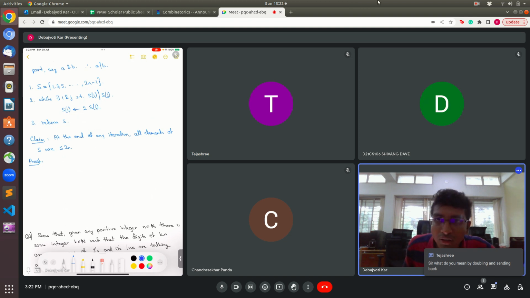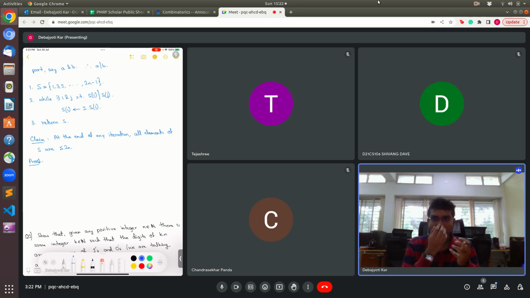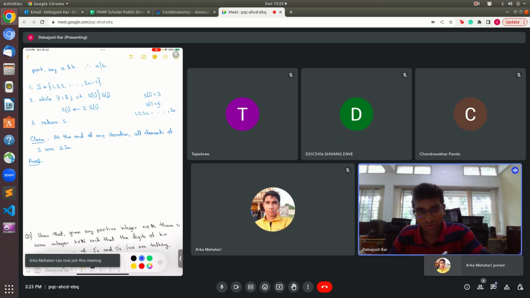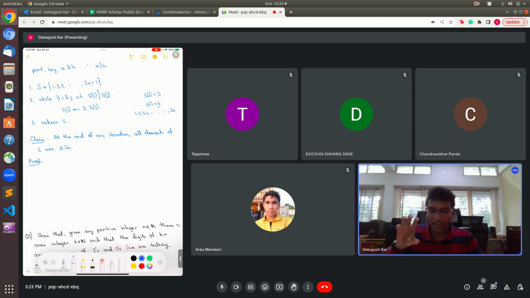What I mean by assigning si to double its value is, let's say si is equal to 3, and now I am assigning si equal to 6. By this I mean that instead of picking 3, I am picking 6 now. It's not a function. Initially I had these 2n elements 1, 2, 3 up to 2n. I picked n of them. So I picked the numbers 1, 3, 5, 7, 9, 11 and so on.